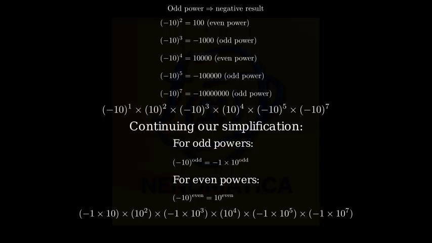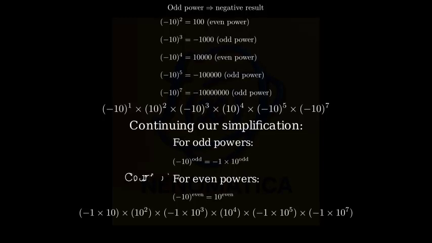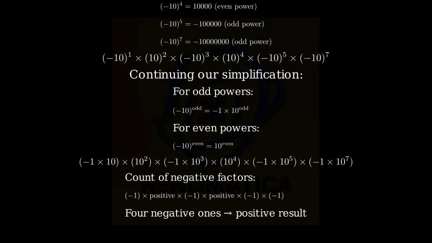Then we have 10 squared. For negative 10 cubed, that's negative 1 times 10 cubed. Then we have 10 to the fourth. For negative 10 to the fifth, that's negative 1 times 10 to the fifth. And finally, negative 10 to the seventh is negative 1 times 10 to the seventh. Now, we can count the number of negative 1 factors. We have 4 negative 1 factors in total. Since an even number of negative 1s multiplied together gives positive 1, the result will be positive.